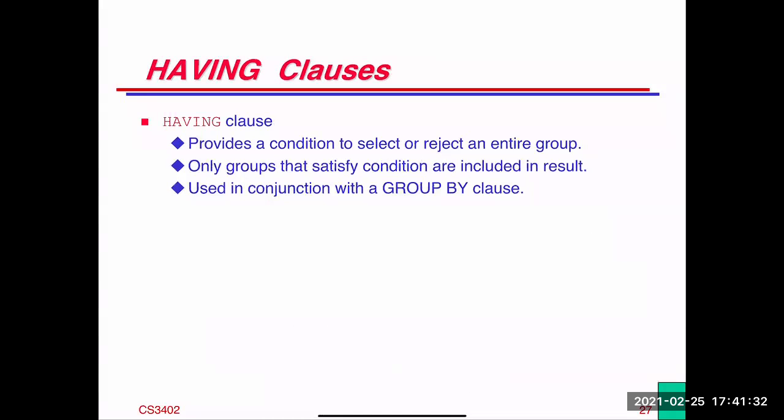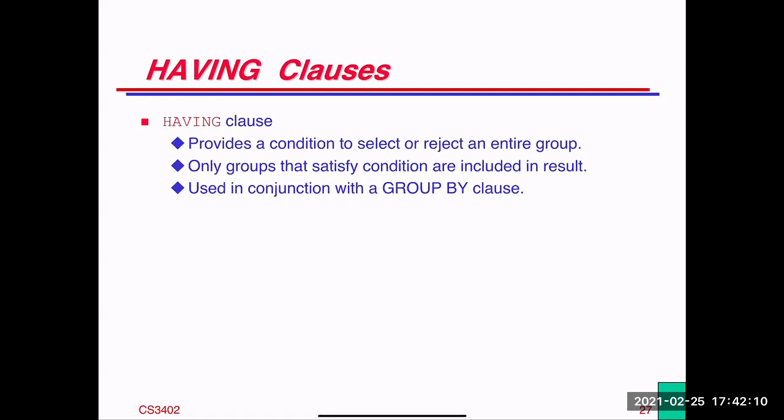All right, so when we use the group by clause, we can also use this having clause that provides a condition to select or reject an entire group. So what do I mean by that? Well, if you think back how the where condition works, it filters out tuples, right? So it checks whether some attributes satisfy some values, for instance, and if not, then it just discards the tuple. So similarly, what the having clause does is it checks whether the group satisfies a condition, and if not, it's just going to discard the entire group.